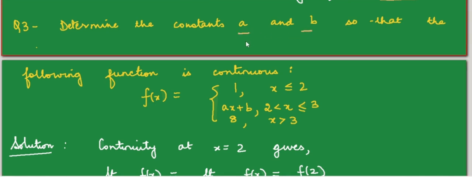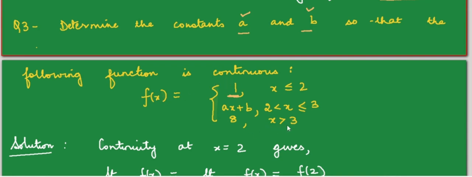So such questions are very common in the examinations also. Look at this function, it's defined in branches again. When x is less than or equal to 2, it's 1, and between 2 and 3, not including 2, 3 is included above. So open 2, close 3, it's ax plus b, where a and b are some unknown constants which we need to find out after assuming this function to be continuous.